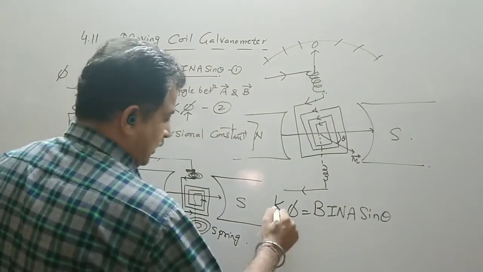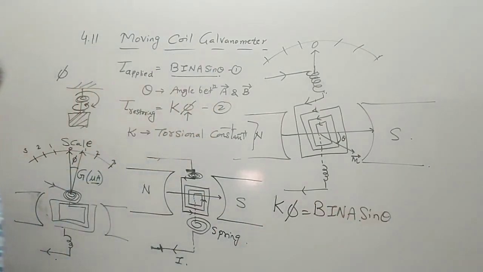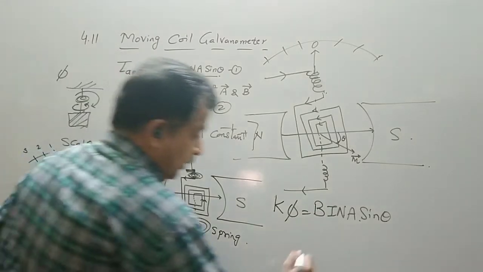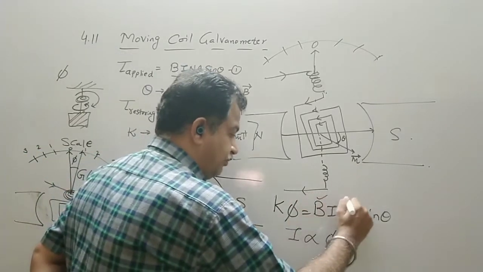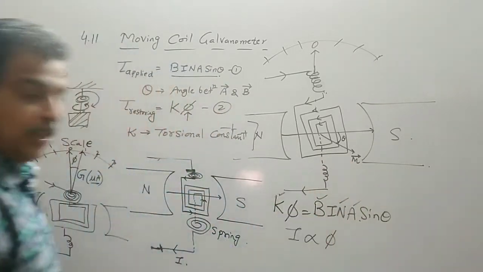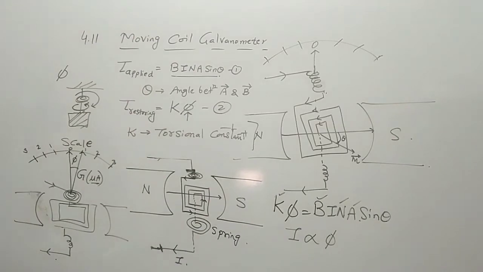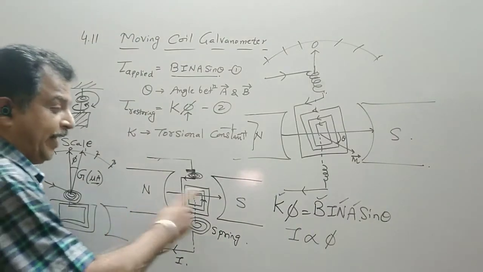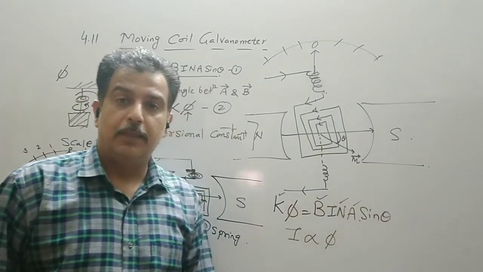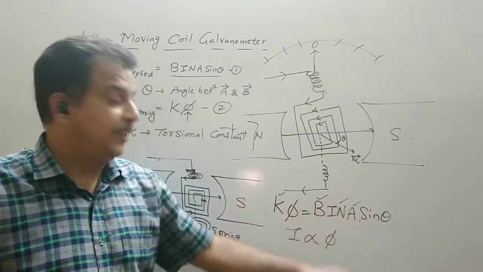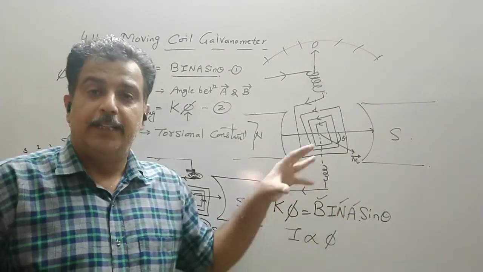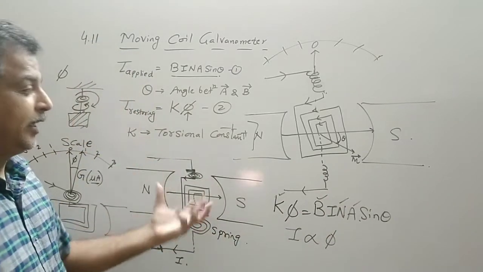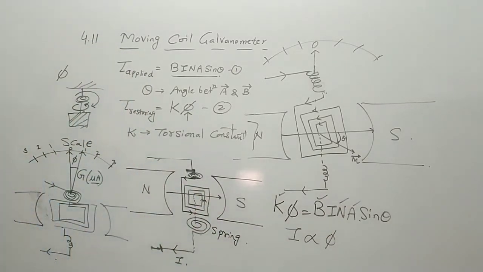Therefore, now if we see, all these are constants. So here we need I proportional to phi. B is constant, number of turns constant, area constant, K is constant. Now if we take a uniform magnetic field, that is we use a bar magnet, then theta creates a problem. Now we need to eliminate this sine theta, and it can be eliminated when theta is made 90 degrees. So now we construct the correct form of a galvanometer where theta will always remain 90 degrees.